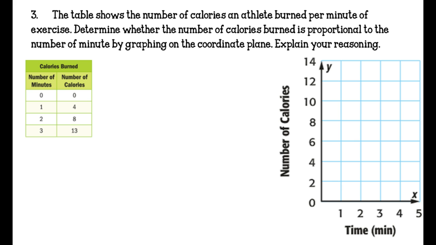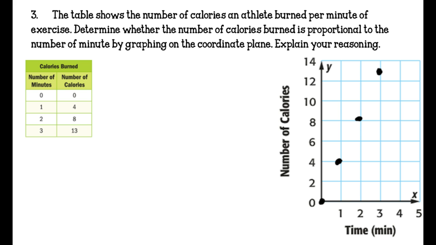Number 3, the table shows the number of calories an athlete burned per minute of exercise. Determine whether the number of calories burned is proportional to the number of minutes by graphing on the coordinate plane. Explain your reasoning. So we have 0, 0, 1, 4, 2, 8, and 3, 13.